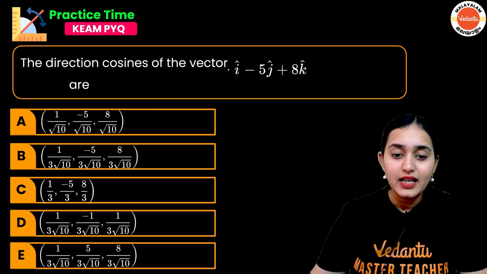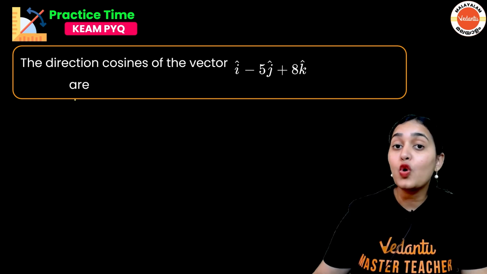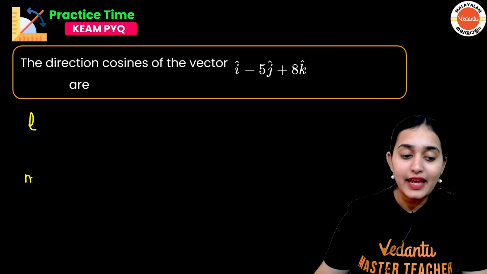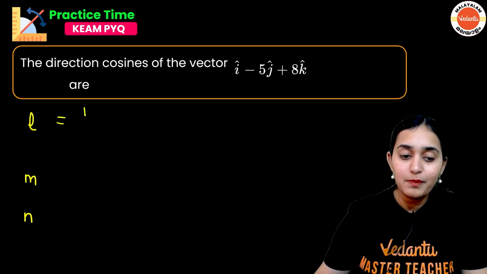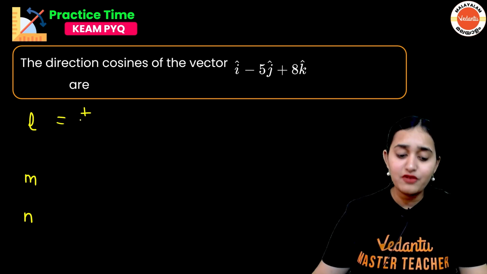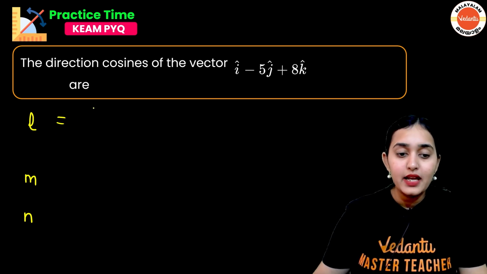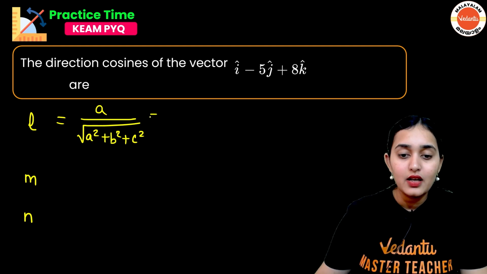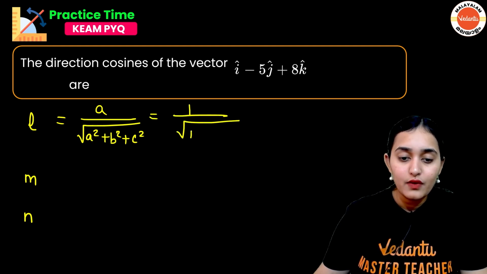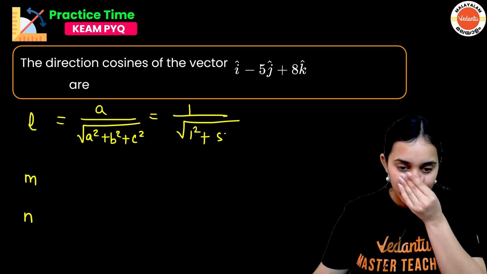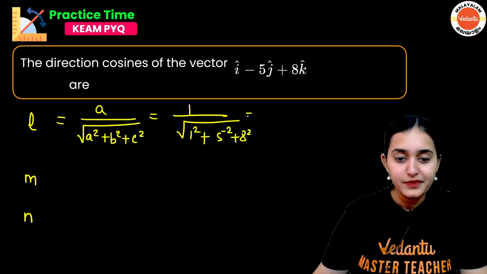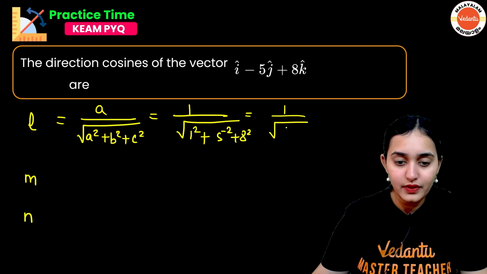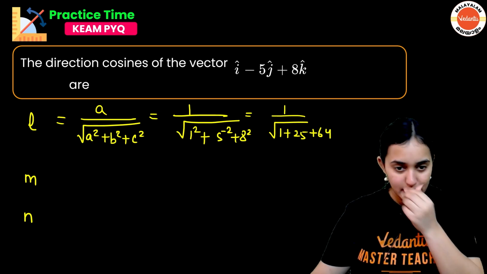Now, we know that this is a, this is b, this is c. How do we find the direction cosines? They are l, m, n. The l value will be positive, since they have not mentioned, we will take the positive value only. a upon root over a square + b square + c square. So, 1 upon root over 1 square + 5 square + 8 square. So, this will be 1 upon root over 1 + 25 + 64. What are we getting?